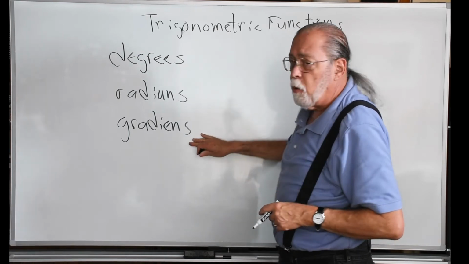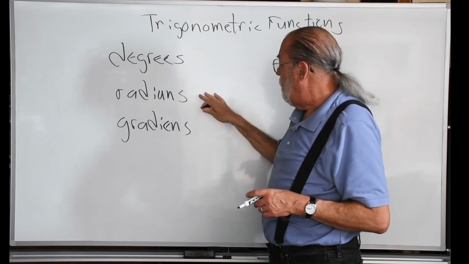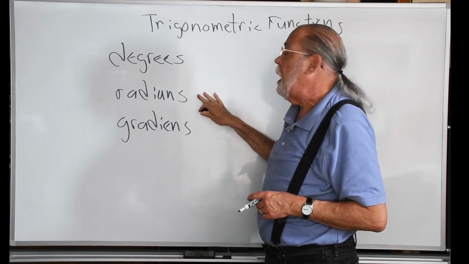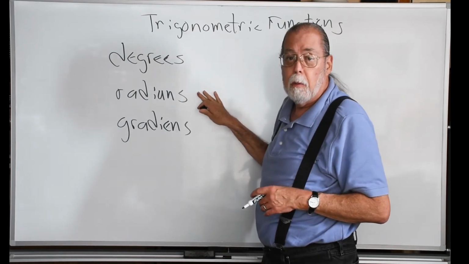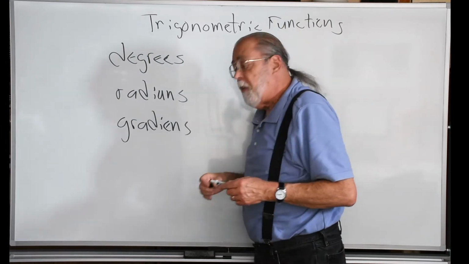100 gradians equals a right angle. 90 degrees equals a right angle. Pi over 2 radians equals a right angle. They're all different, and there are conversions. We'll get to that in the class.